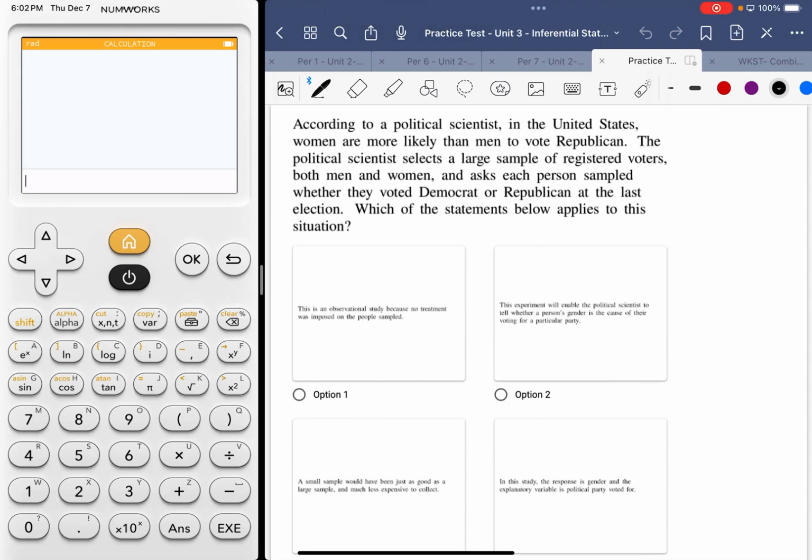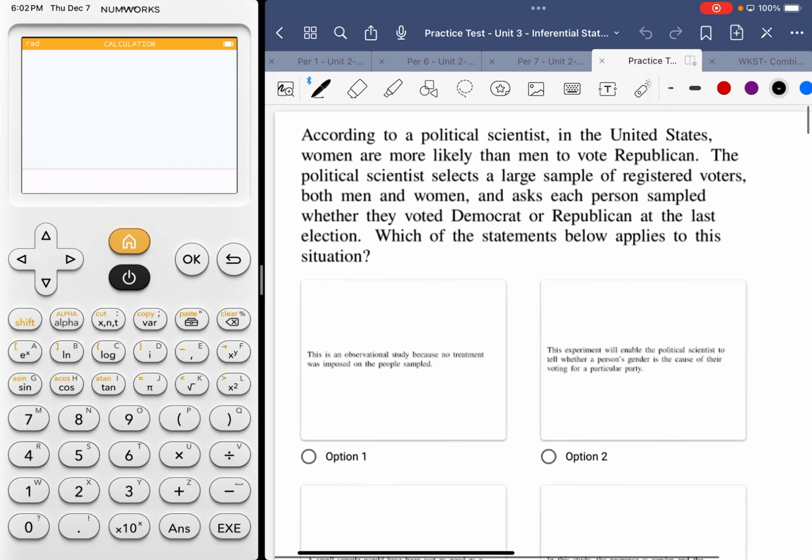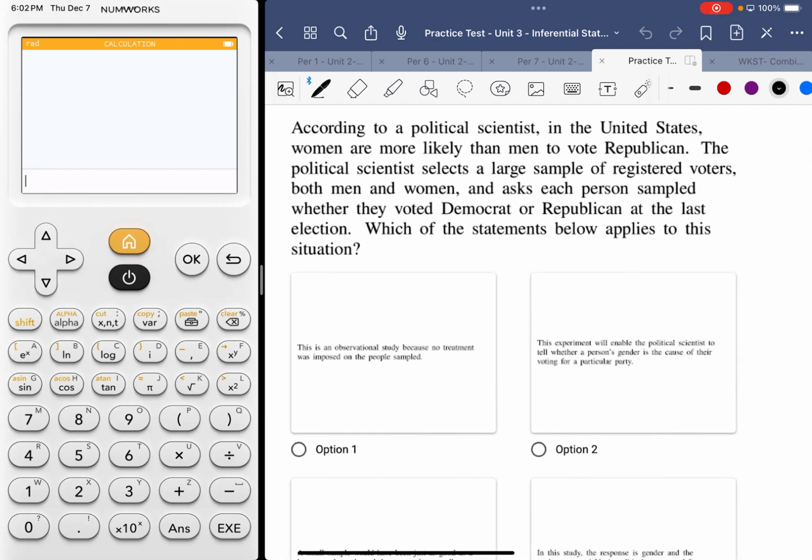The first couple of problems are multiple choice questions. They're based off of the part of the unit where we did experimental design. Right? So definitely have a look at those notes before next week.